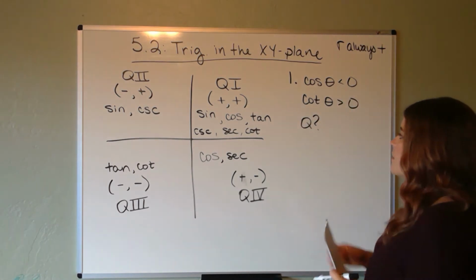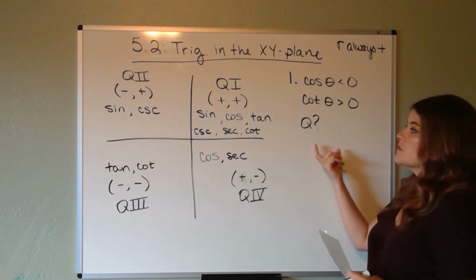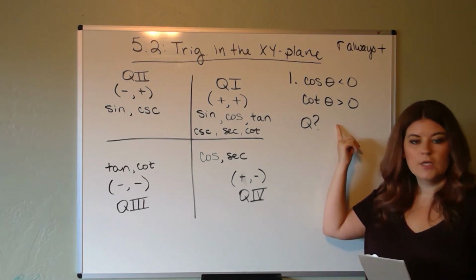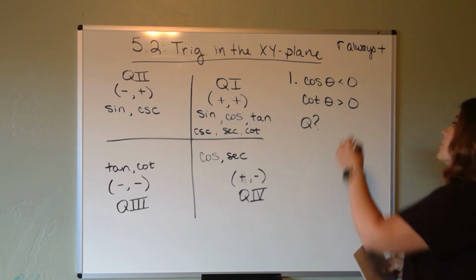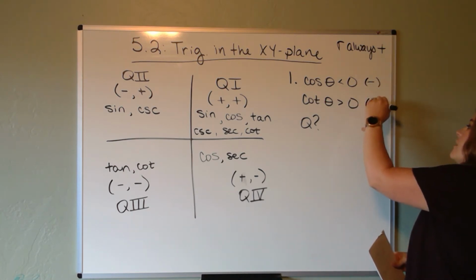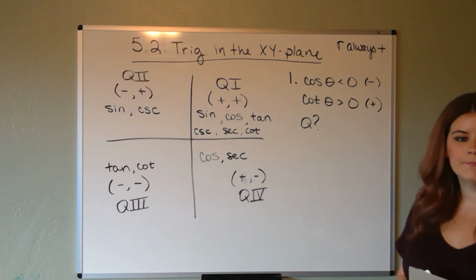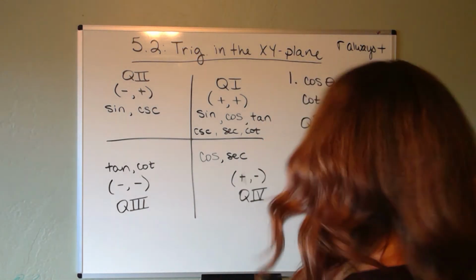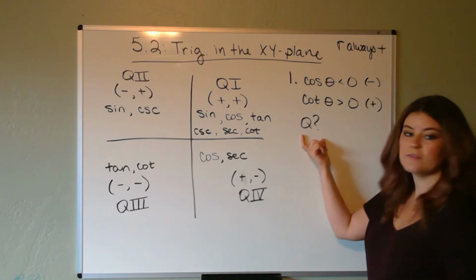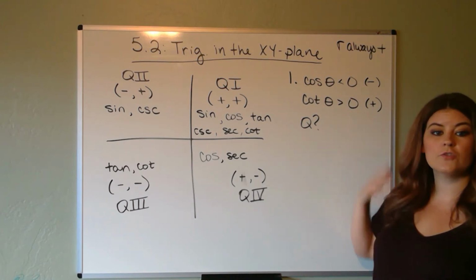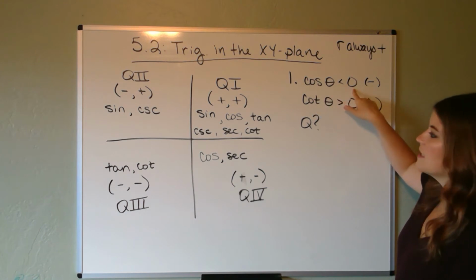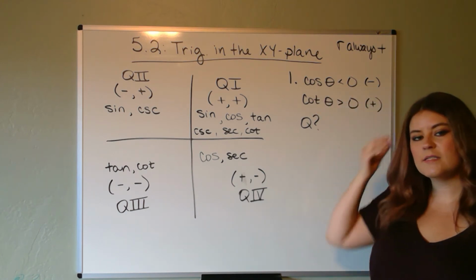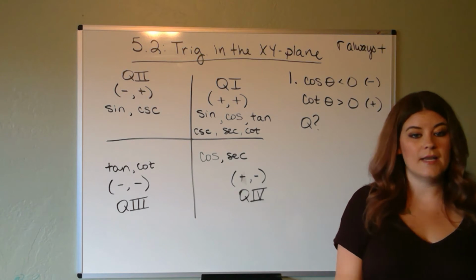You have to tell Alex which quadrant theta is in. Remember, less than 0, that's just another way to say negative. Greater than 0 is another way of saying positive. So how can I answer this question? Well, I just need to find the quadrant where these two facts are true at the same time. So start with the first fact. It says cosine is negative. So I think, okay, I need to look at all the quadrants where cosine is negative.